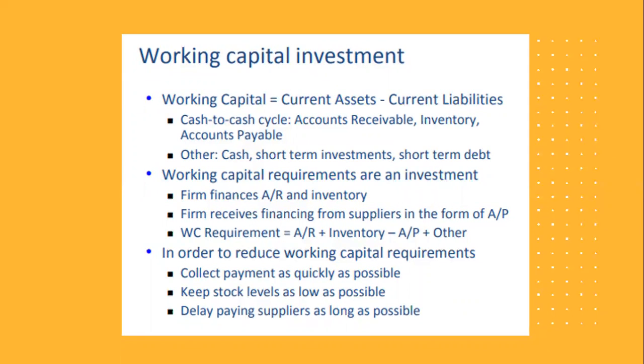Current assets is basically everything that you're expecting to be able to materialize or get in your pocket within the next accounting period. Current liabilities is basically everything that you need to pay out in the next accounting period. So one thing that companies really keep a keen eye on is the working capital requirements.